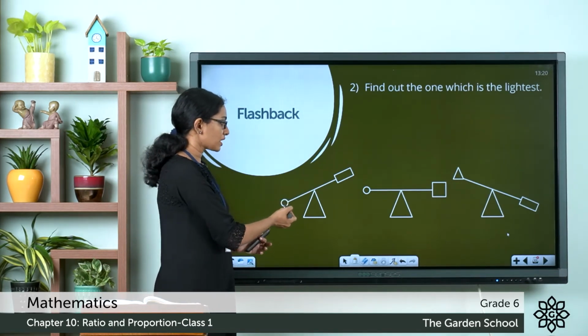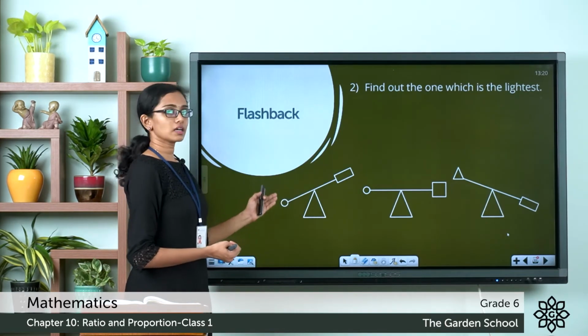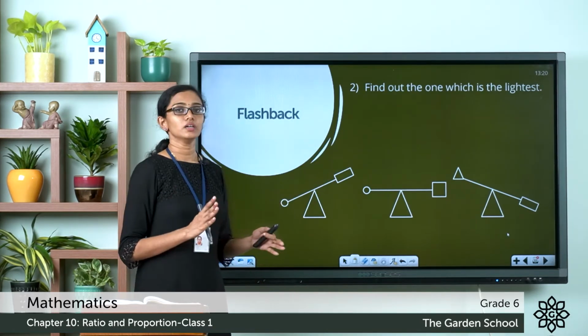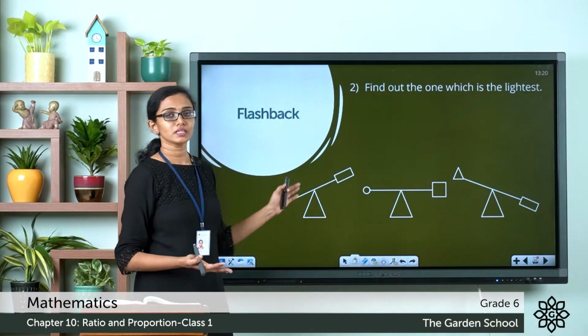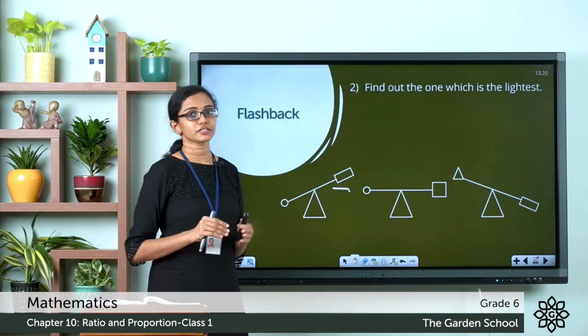See, we can see the left hand side seems to be light blue. So that means this circle has more weight, or the circle has more value than the rectangle. So when you compare the circle and the rectangle, you can see that the rectangle is the lighter one here.